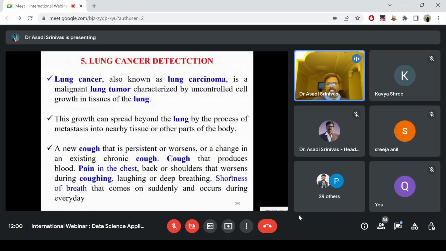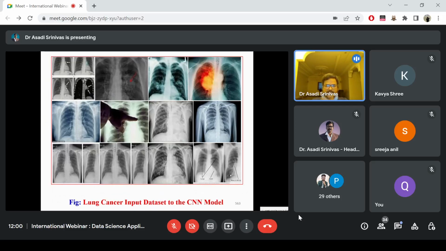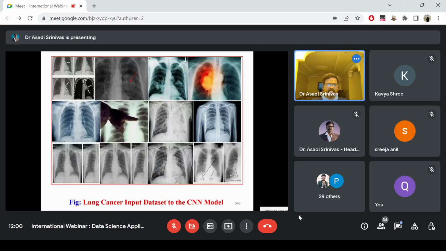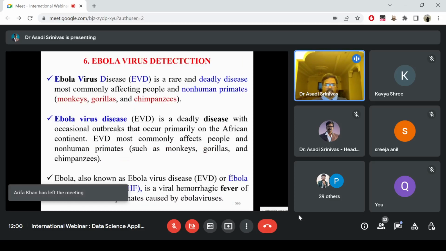Then lung cancer. I have collected various symptoms of the lung data set. These are the chest X-ray images of lung cancer, and this is the training data set. Finally we are getting the output image, whether it is a normal image or shows the severity levels of the disease.